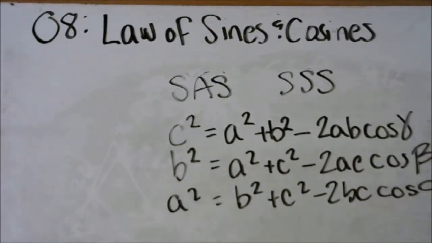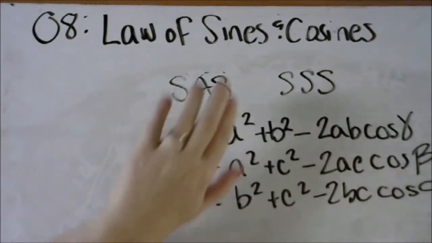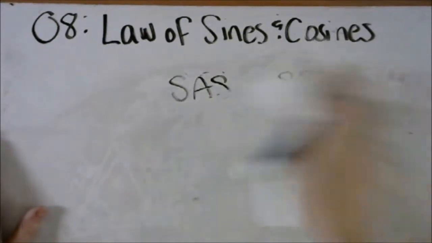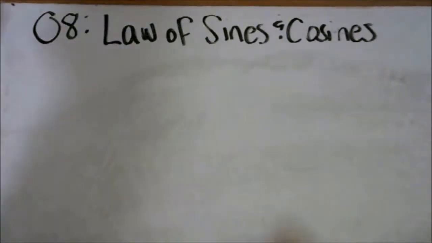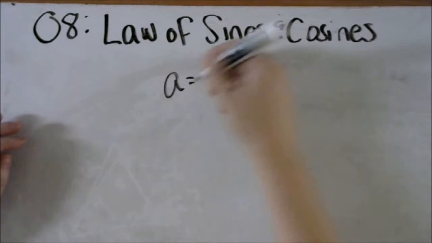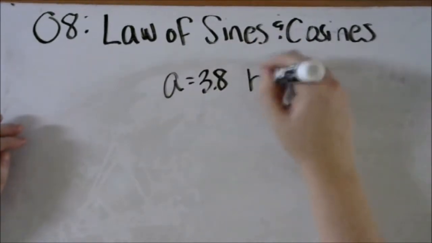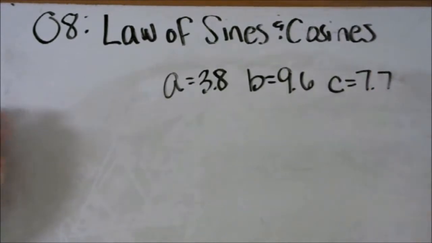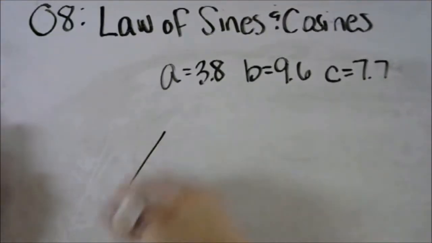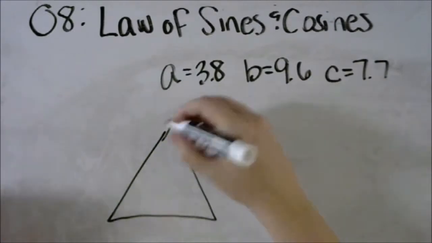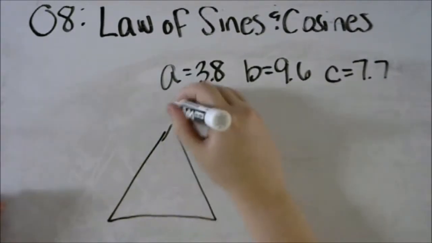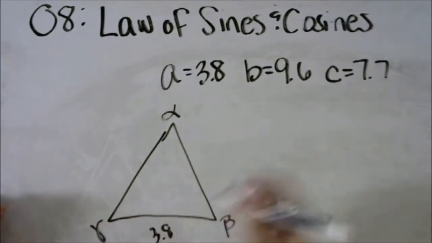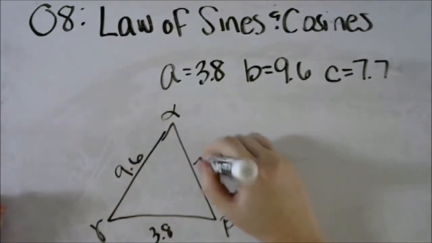One where you know all three sides and you don't know any angles, and one where you know two sides and the interior angle. For the first example, we're going to let A equal 3.8, B equal 9.6, and C equal 7.7. If we draw this triangle, again, I tend to default to an equilateral sort of looking triangle. We're going to let alpha, beta, gamma be here, and here are my three sides.